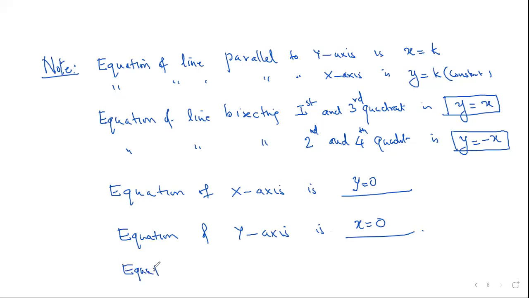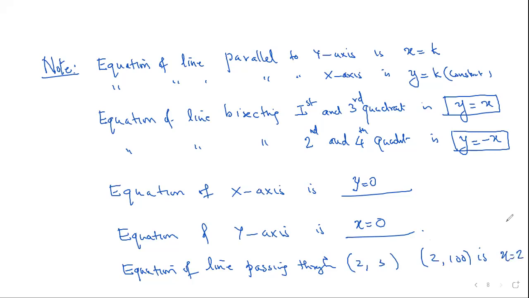Equation of a line passing through (2, 3) and (2, 100) is, complete your sentence: x is equal to 2.